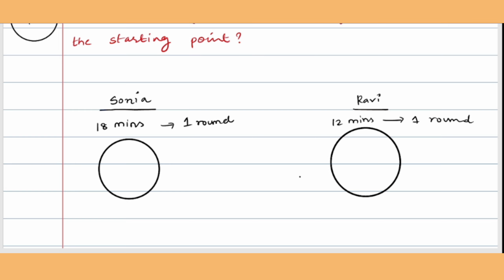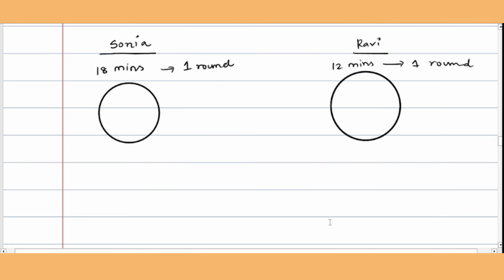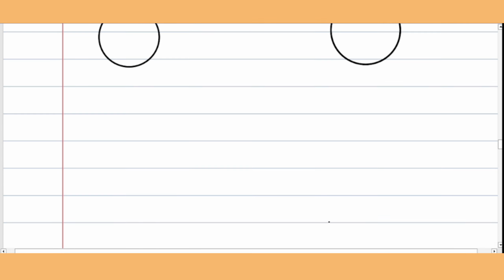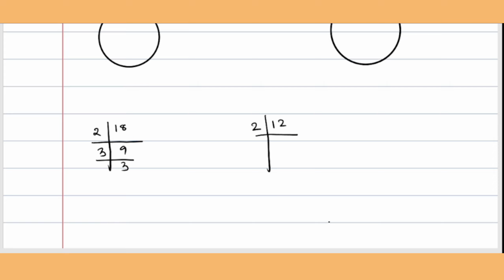To find when Sonia and Ravi will meet at the starting point again, we need to find the LCM of their round times, that is 18 and 12. So let's move to the prime factorization of 18. When divided by 2 we get 9, when divided by 3 we get 3. Similarly for 12, divided by 2 we get 6, when divided by 2 we get 3.